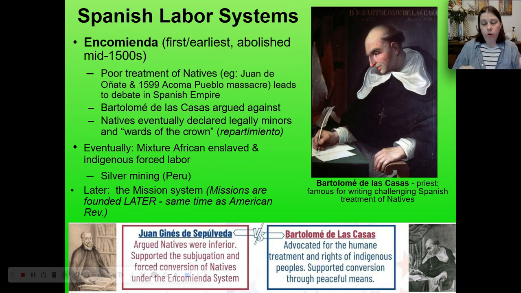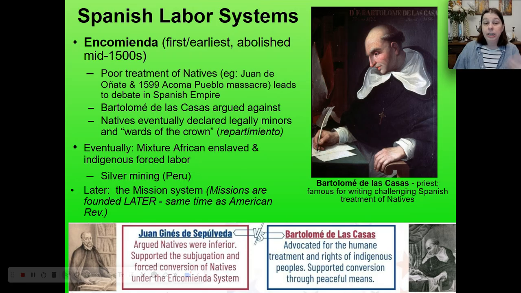Sepulveda supported encomienda, basically making the argument that natives are inferior, they're maybe not quite real people, so immoral treatment of them is basically not a problem. De las Casas, meanwhile, was a Dominican friar, a Catholic priest, who had accompanied some of the early Spanish missions of conquest in the Americas, and he argued that mistreatment of natives was inhumane, it was not Christian. He encouraged more peaceful conversion, and unfortunately, in some of his early arguments, encouraged the importation of enslaved Africans instead of native labor, a system that's called asiento by the Spanish.